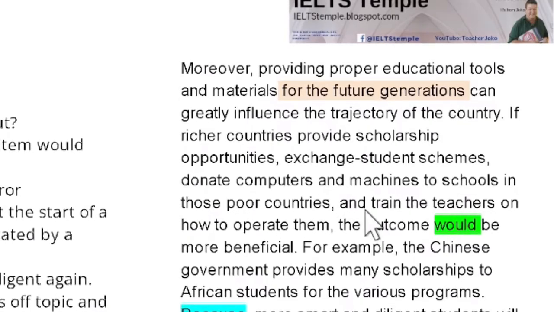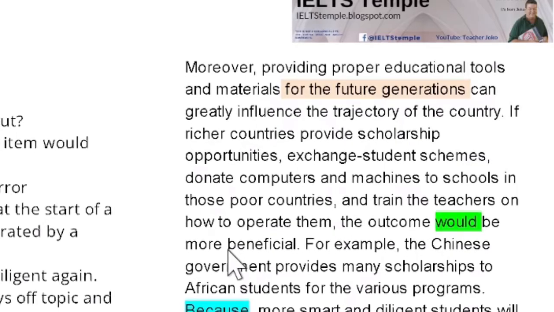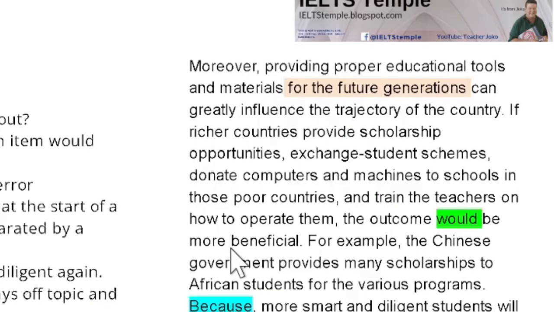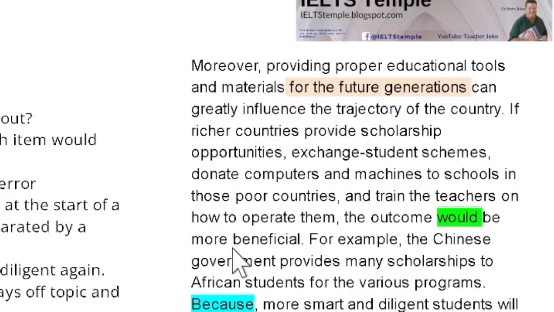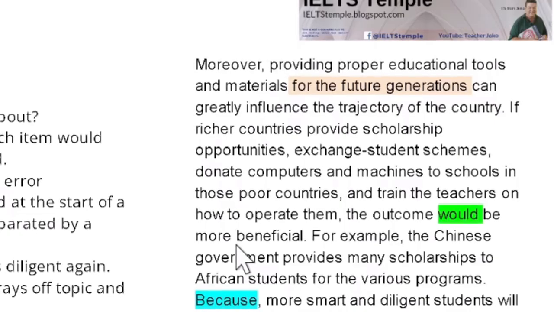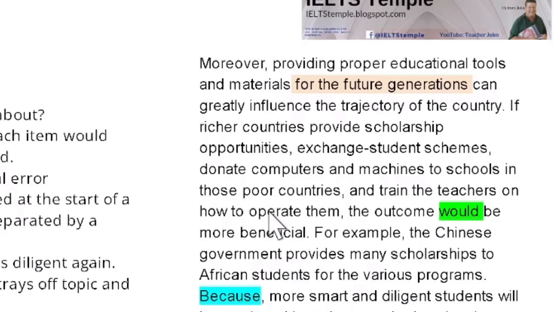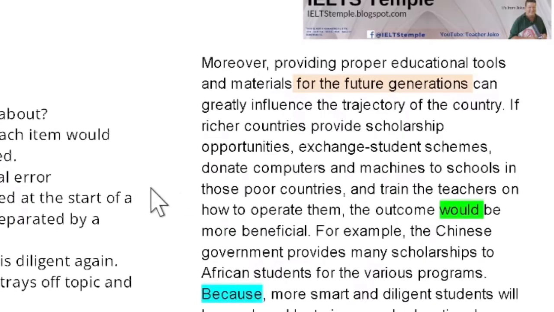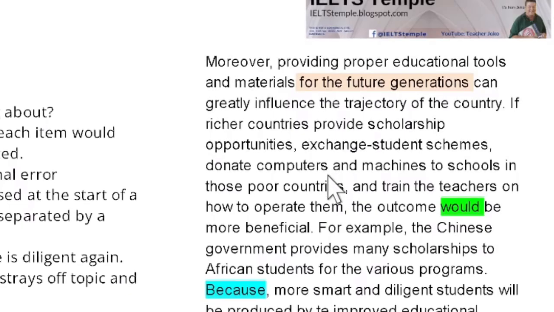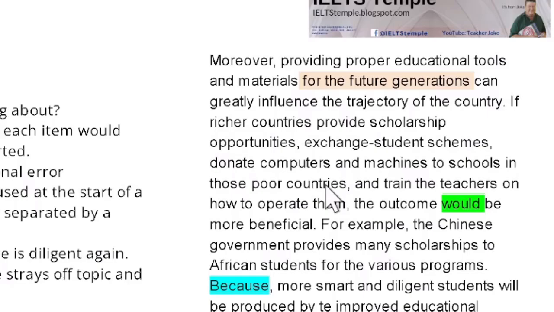If richer countries provide scholarship opportunities, exchange student schemes, donate computers and machines to schools in these poorest countries, and train the teachers on how to operate them, the outcome would be more beneficial. Well, of course. More beneficial than what? More beneficial than it is now, or more beneficial than using those resources to give financial aid? This is an overly long sentence. You don't want to do lists like this, where you got a whole bunch of things, because you should be supporting all of them. Can you categorize these things into larger groups?